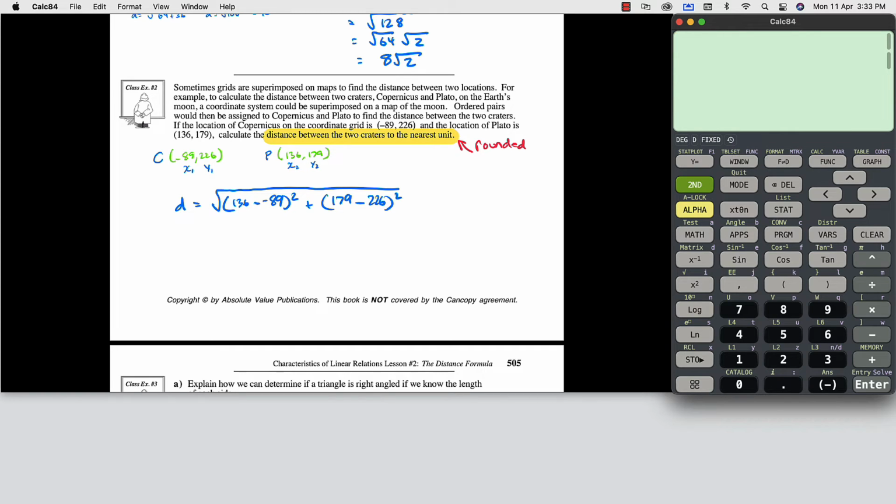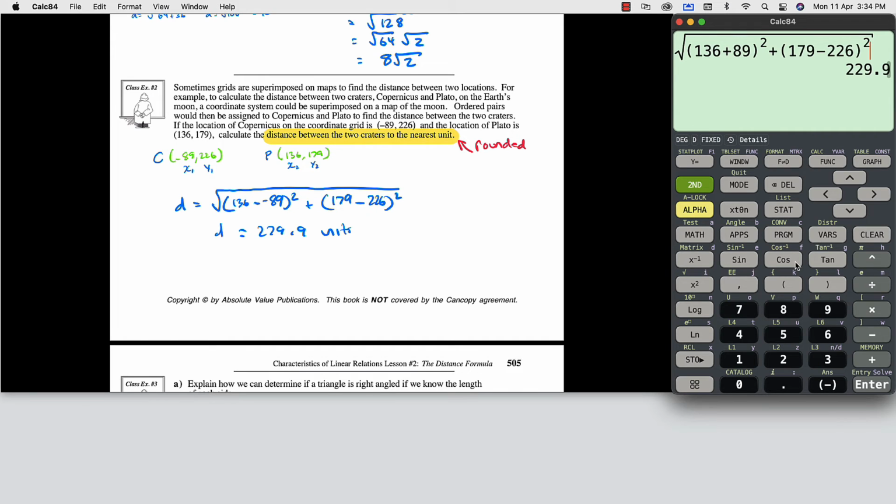And now we should be able to just put this into the calculator and come up with an answer. So the square root of bracket 136 minus negative 89 bracket squared plus open the bracket 179 minus 226, close the bracket, square that, and it's telling us the answer is 229.9. So the distance is 229.9 units.